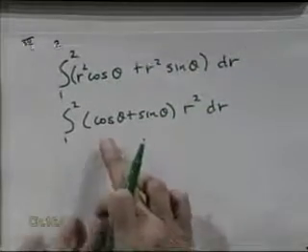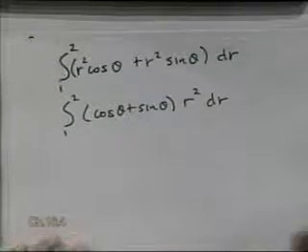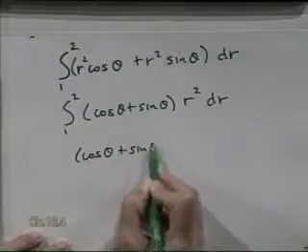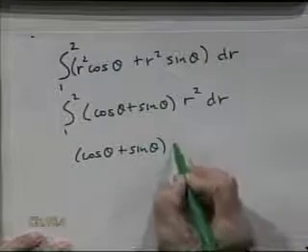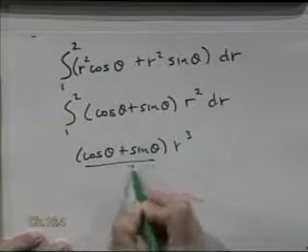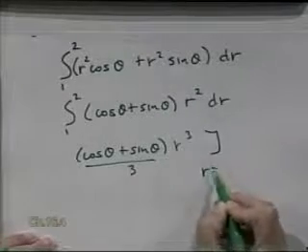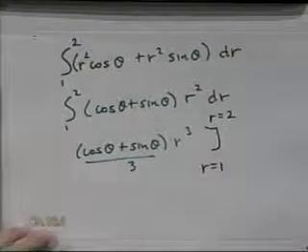Because I can think of this as one big old constant times r squared. So when I do my integration, bring my constant cosine theta plus sine theta along for the ride, and that's going to be r cubed over 3. Is that okay if I do it that way? And we're going from r equals 1 to r equals 2.